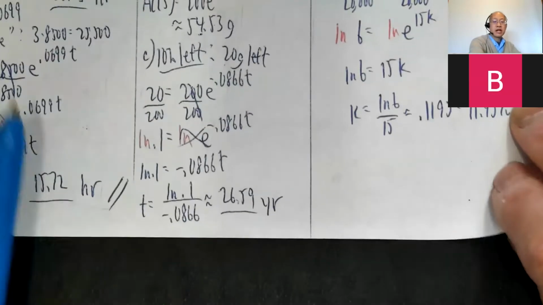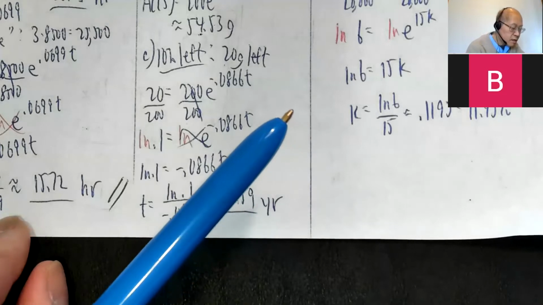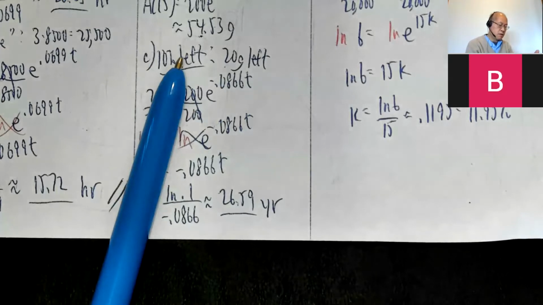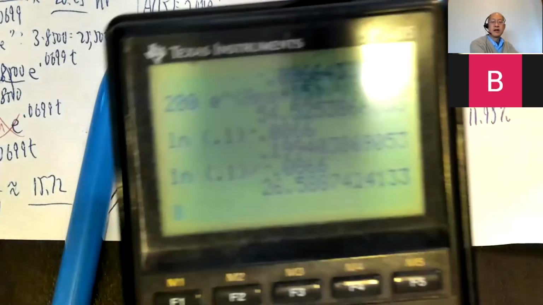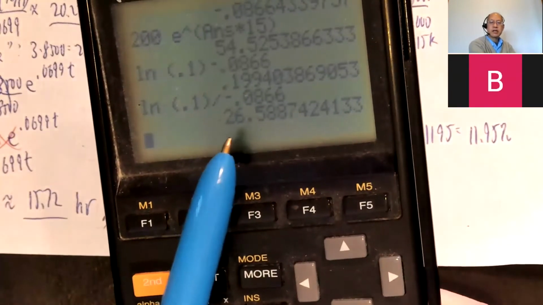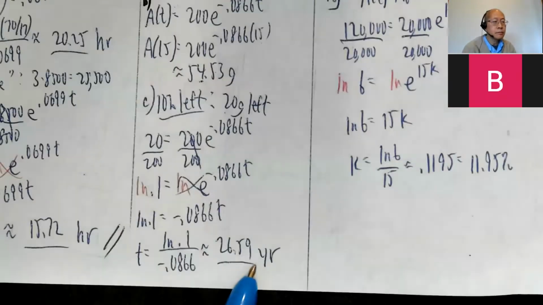So what do I want again? Negative 0.0866. Right, ln 0.1 divided by negative 0.0866. So ln parentheses 0.1 divided by negative 0.0866 gives 26.588. I rounded it to 26.59 years. Okay.